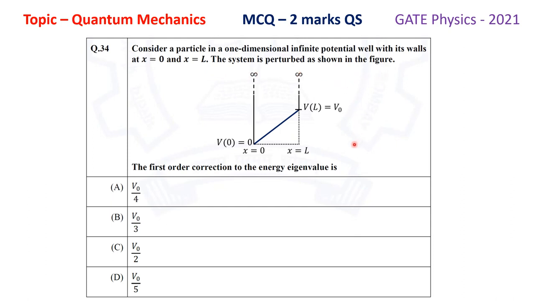So in the figure it has been shown a particle in a one-dimensional infinite potential well. In addition to that, we have a perturbed potential which is varying linearly from x equals 0 to x equals L. At x equals 0, the perturbed potential has value 0, and at x equals L, the perturbed potential has the value V0. We have to find the first order correction to the energy eigenvalue. There are 4 options given. Option A, V0 by 4, option B, V0 by 3, option C, V0 by 2, and the last option D, V0 by 5. Let us see how to solve this problem.